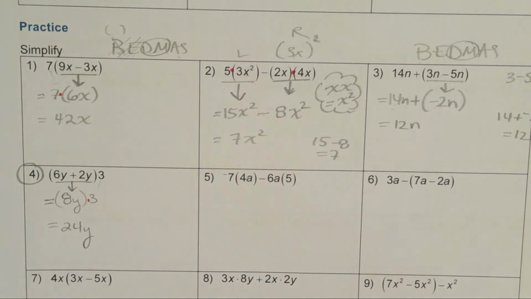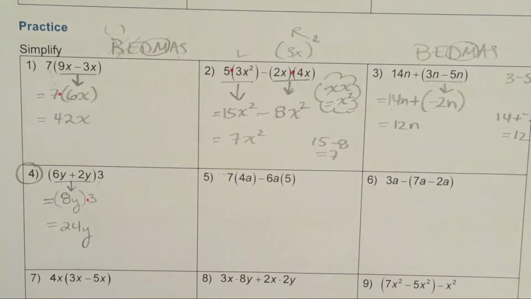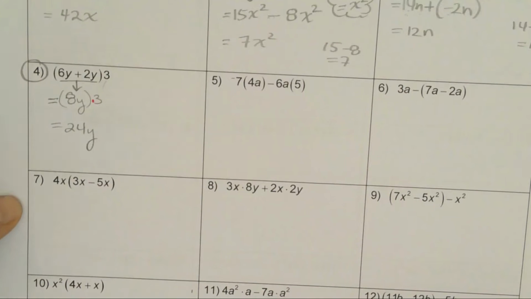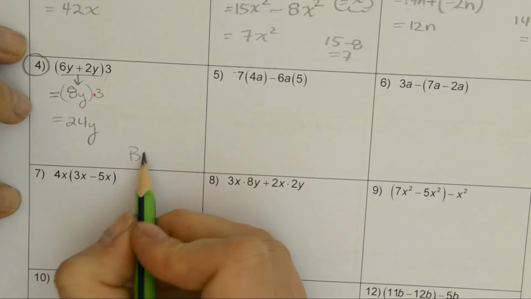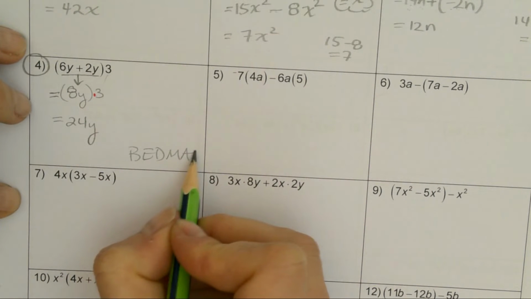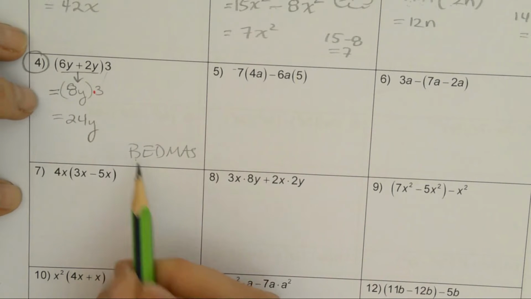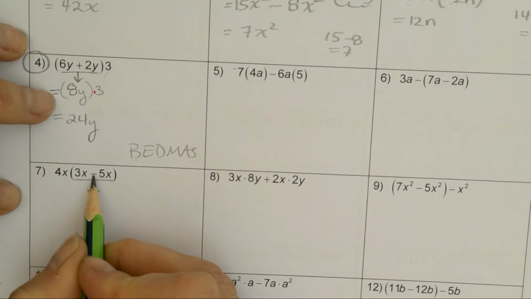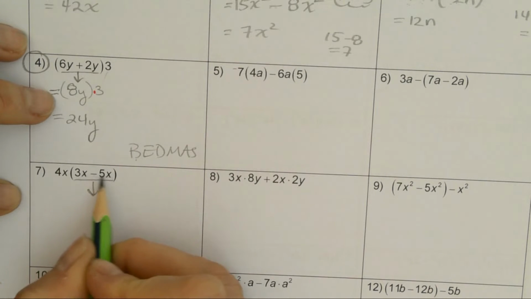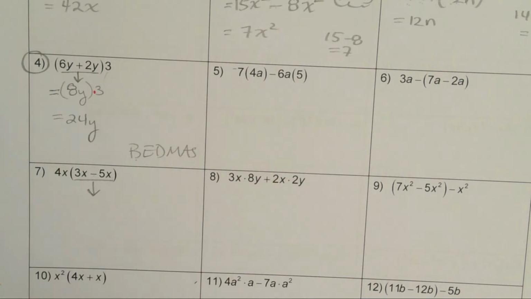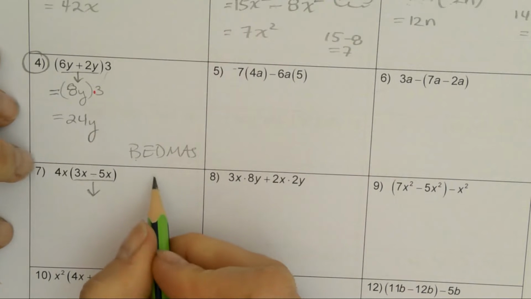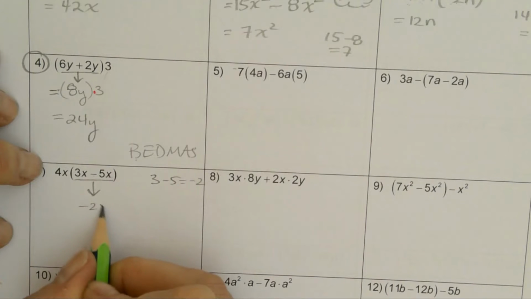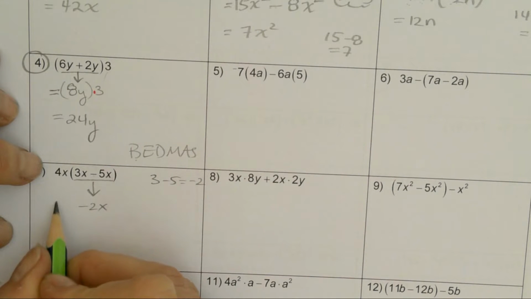Okay. Let's do number 7. So let's write BEDMAS. Inside the brackets, that's first. Can I do that? 3x minus 5x? Yes, they both have x, so they are like terms, so I can subtract them. 3 minus 5 equals minus 2. So that's minus 2x. I bring down the 4x.